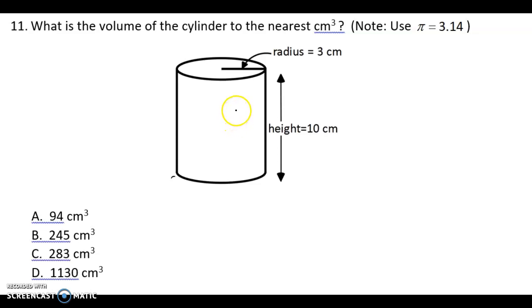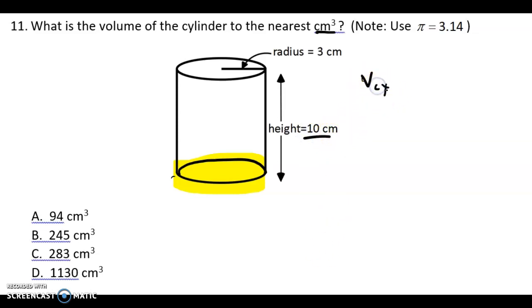In this question, we have to find the volume of the cylinder to the nearest centimeter cubed. So when we're talking about the volume of a cylinder, what we're looking to do is find the area of the base of that object, and then we're going to multiply it by its height. Because what we've got here is a circle on the bottom, and then essentially what we've done is stacked a whole bunch of them on top of each other until we've reached this height, in this case, of 10 centimeters.